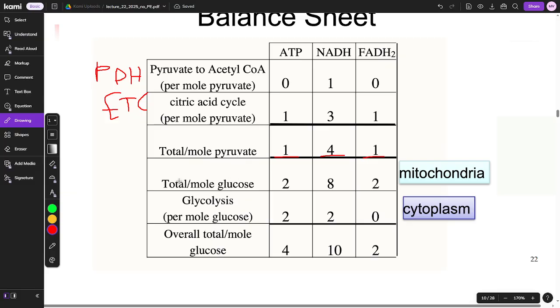And so you can imagine that if we have 1 mole of glucose, 1 mole of glucose is 2 pyruvates. So you'd go through this cycle twice. So you just double everything. So 2 ATPs, 2 NADHs, and 2 FADH2s.